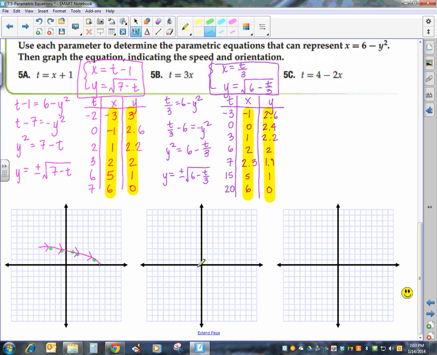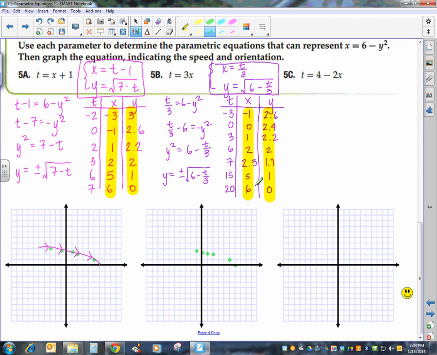So I have negative 1, 2.6. I have 0, 2.4. I have 1, 2.2. I have 2, 2. I have 2.3. That's a weird one. I don't even know why I want that one. I don't want to plot that one. Then I'm going to go to 2, 3, 4, 5, 1, and 6, 0.